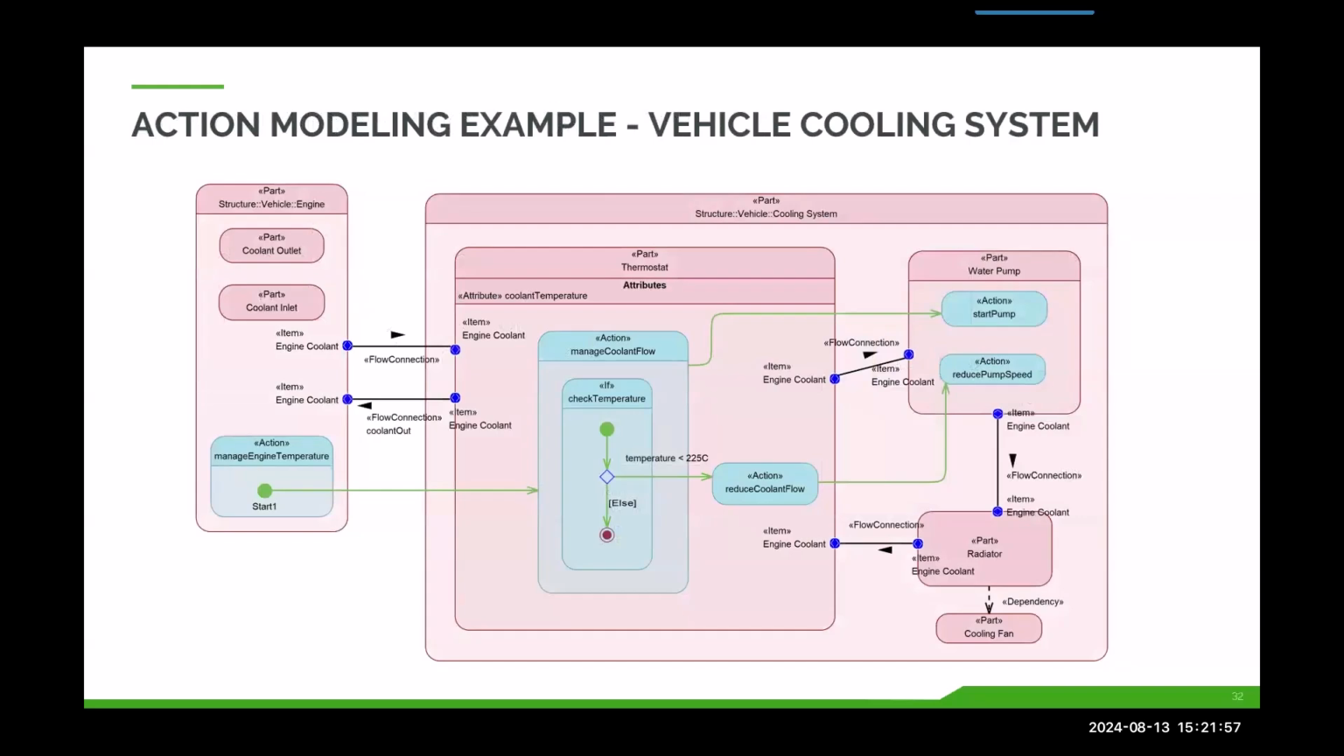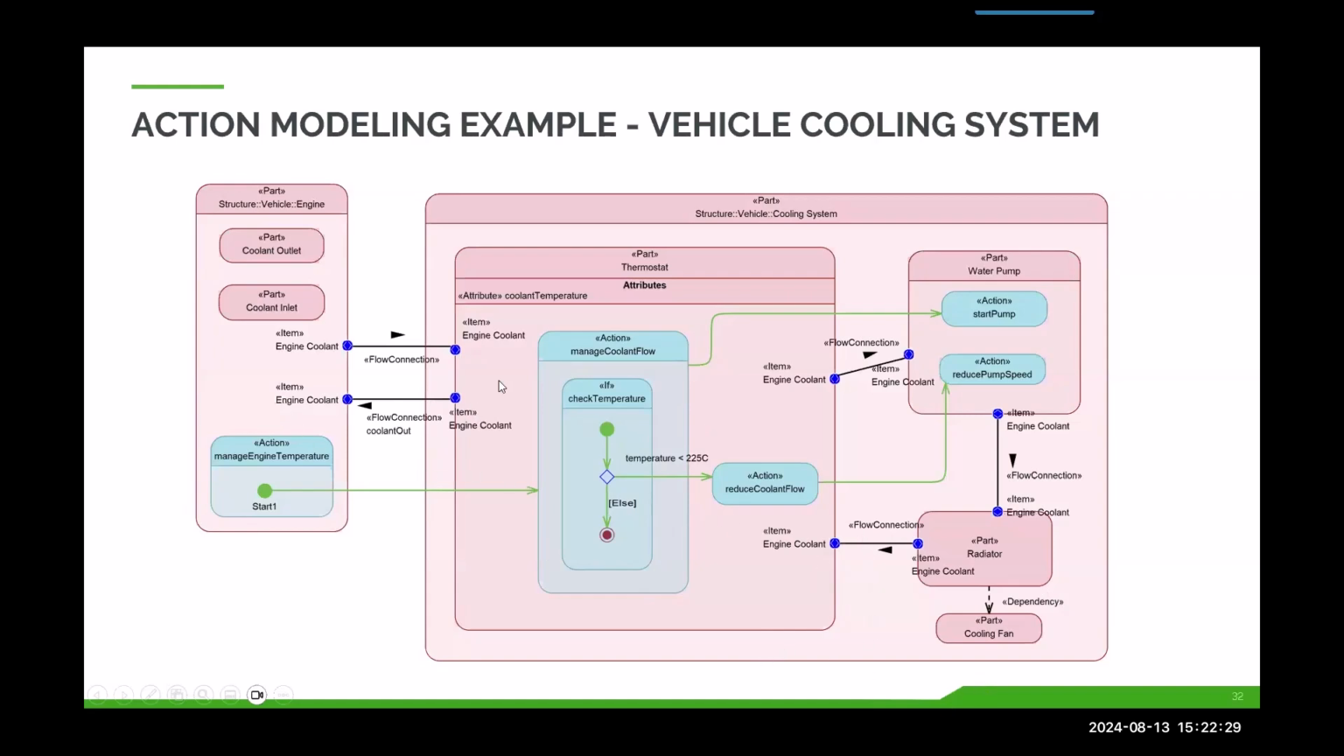Here's another example, and this is a vehicle cooling system. We can see that we have a vehicle on the left with the cooling system elaborated in more detail on the right. And we have some items that are passed the engine coolant using flow connections. They're passed to the engine, into the cooling system, the thermostat, then via the water pump, through the radiator, back to the thermostat, and then back to the engine.